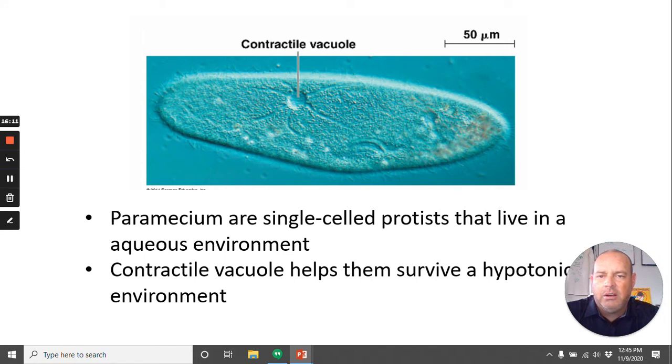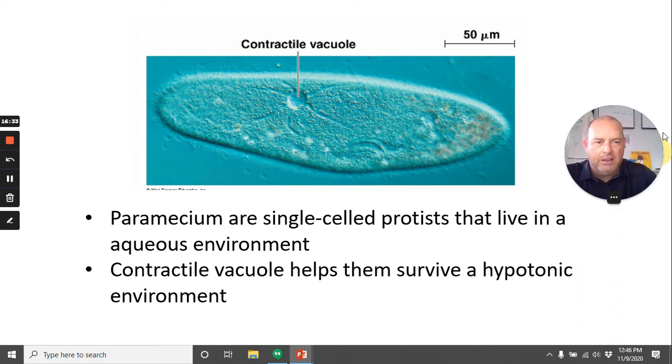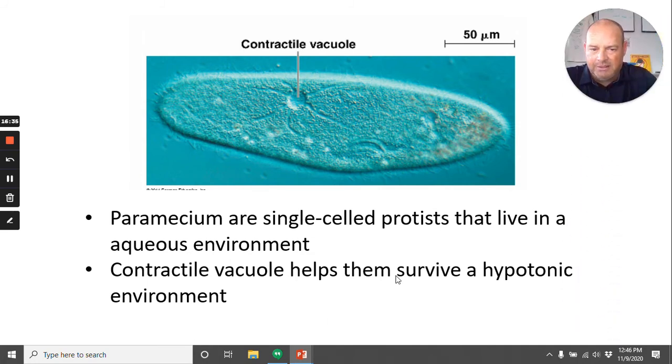So we have here a contractile vacuole. I think we've talked about this before. Paramecium are single-celled protists, and they definitely live in aquatic environments. This contractile vacuole, this star-shaped vacuole, kind of spreads out like your hand, if you remember, and the water will fill up. Because they live in water, water is constantly coming in, so this thing will constantly try to squeeze out a bunch of the water to maintain the type of environment that it's in, to help them survive a hypotonic environment. That contractile vacuole has to constantly do this, okay?